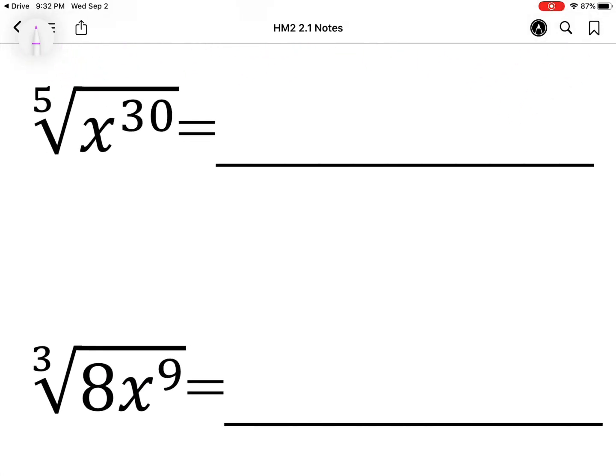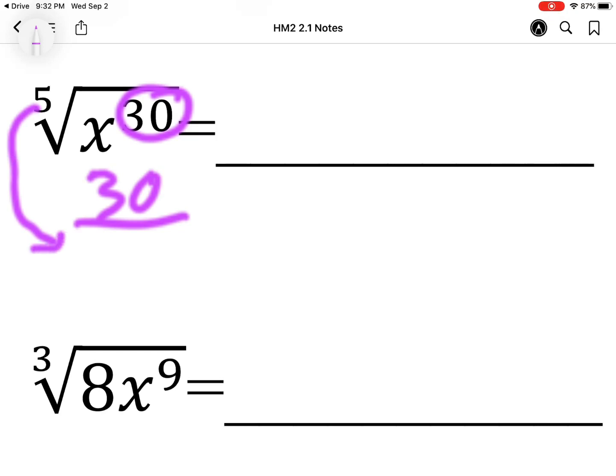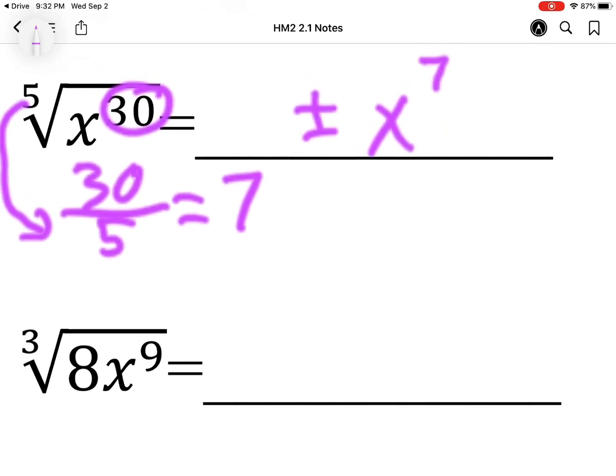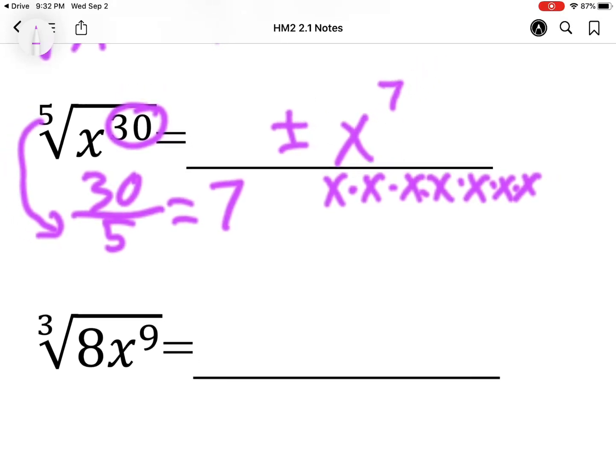Okay. Same thing with our 5 and our 30. We can take our exponent, divide by our index, and get how many x's are moved out from underneath the radical. So we get 7, so that means 7 x's, plus or minus. And when I say 7 x's, that means I have 7 times 7 times 7. There's 7 x's multiplied together.